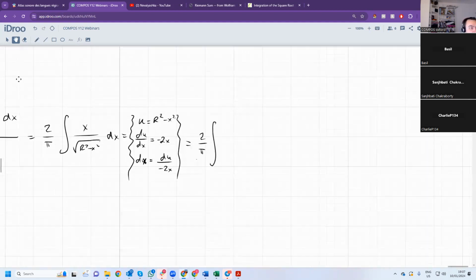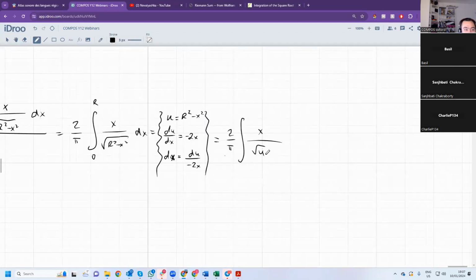And the integral of x divided by square root of u, from 0 to r, and with dx, which is du divided by minus 2x, x cancels, 2 cancel, so it's 0 to r.